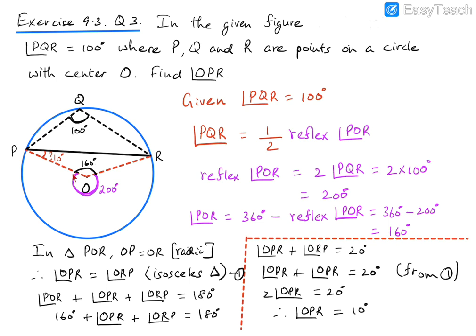So the reflex angle POR will be 2 times the angle PQR given to us, and once we get the reflex angle, we are able to calculate the angle POR, and from the angle POR we can consider the triangle POR, from which we can determine that it is an isosceles triangle, and therefore angle OPR and angle ORP must be equal, and the sum of the angles is 180 degrees, so we get each of them as 10 degrees each. So that should be clear enough, and we will solve another example in the next video.